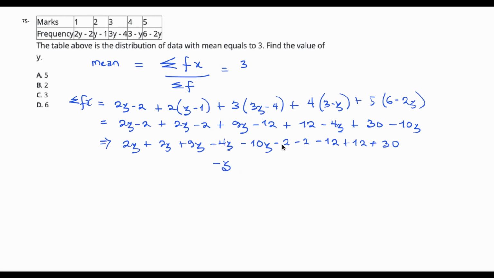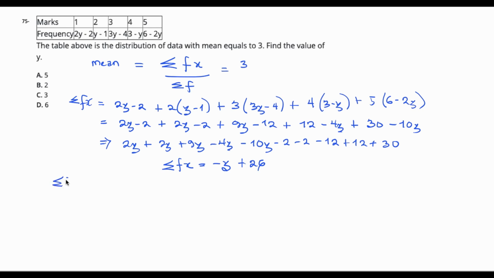Now the constants: minus 2 minus 2 plus minus 12 plus 12 plus 30. Minus 2 minus 2 equals minus 4. Minus 4 minus 12 is minus 16. Minus 16 plus 12 is minus 4. And minus 4 plus 30 equals plus 26. So this is the summation of f multiplied by x.